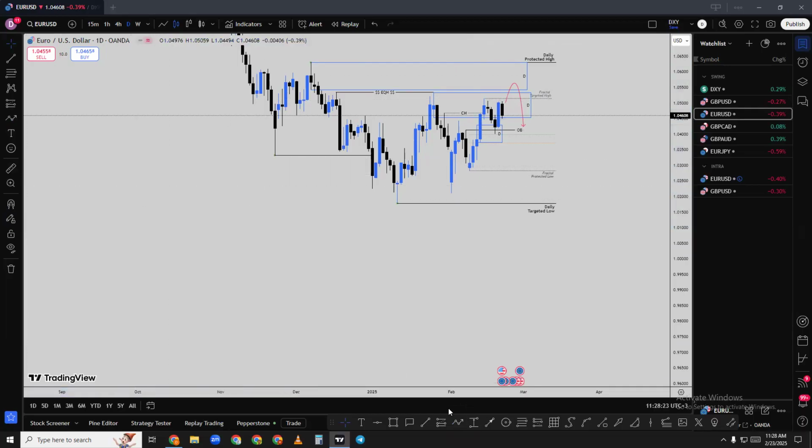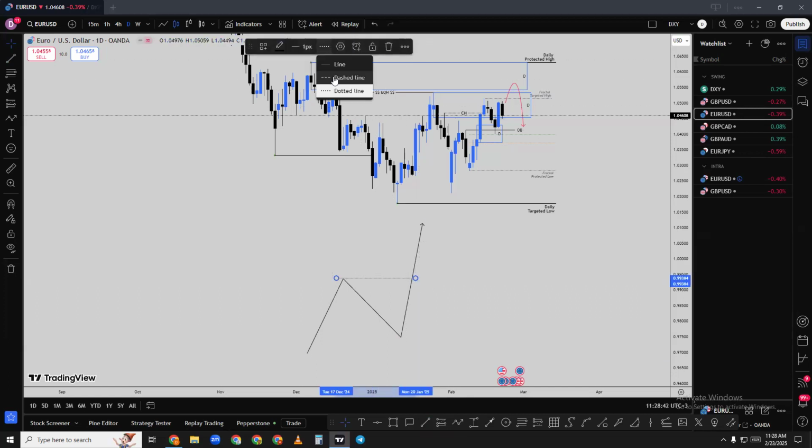Whenever we break structure, what do we expect? We expect a retracement. So assuming that is where we broke structure, what we can then expect is a retracement. That retracement is what I am calling phase B moves. Phase C moves is the continuation of the dominant trend. Remember, this is an uptrend, and the dominant trend is the bullish trend.